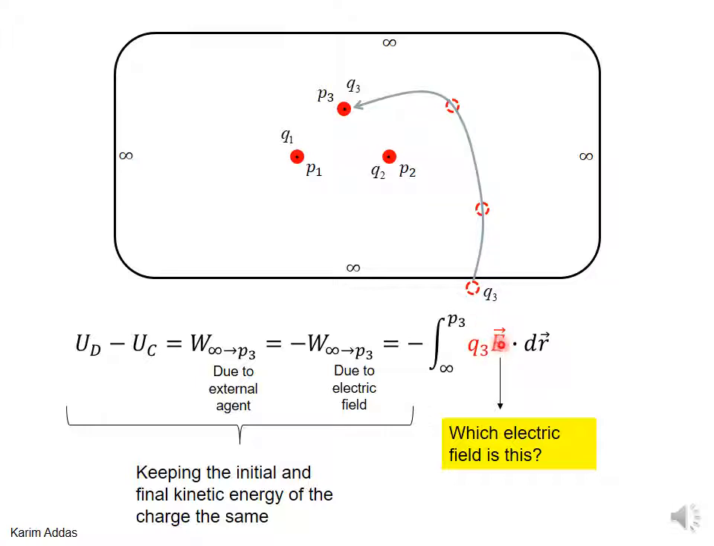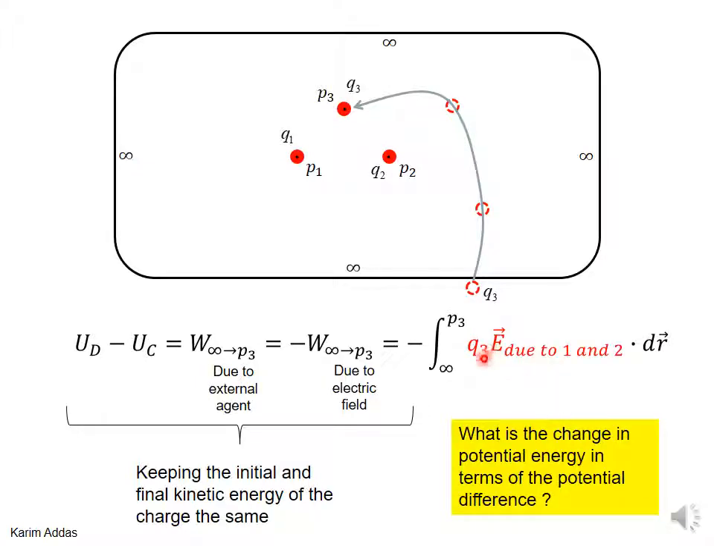The electric field is due to which charges? Well, now Q1 and Q2 are already there, and as Q3 becomes closer to them, both charges are going to make an electric field at the position of the path of charge Q3. So the electric field is actually due to Q1 and Q2. And so we can write it like this: Q3 times the electric field due to 1 and 2. Now this integration of E dot dr, with the minus sign, is just the potential difference between point P3 and infinity, due to which charges? Due to charges 1 and 2.